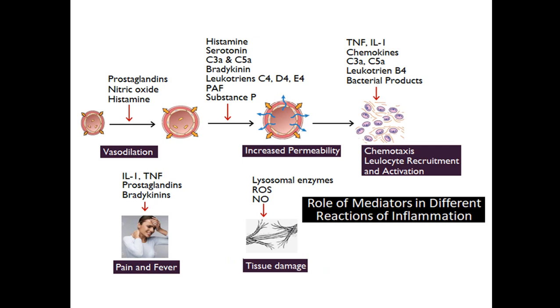Now, in this slide, we conclude that prostaglandin, nitric oxide, and histamine cause vasodilation, while histamine, serotonin, components of the complement like C3a and C5a, which are also known as the anaphylatoxins, the component of the kinin system known as bradykinin, the leukotrienes, which are produced by the lipoxygenase pathway, the platelet activating factor, and substance P cause increased permeability, edema, and tissue exudation.